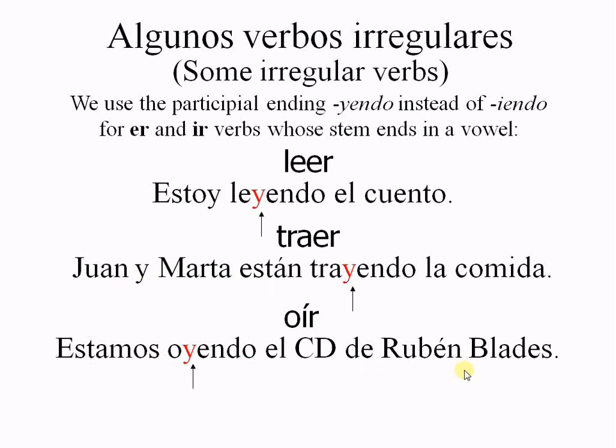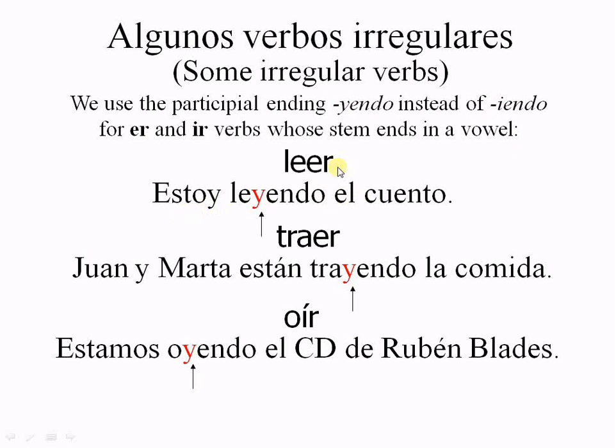Now we have some irregular verbs that we need to be careful with. We use the present participle yendo with a Y, instead of with an I, for ER and IR verbs whose stem ends in a vowel, okay? So let's see. What is the stem of a verb? You have the verb leer. When you drop the ER, you have this part here. This is called the stem of the verb. So if you have a verb whose stem ends in a vowel, you are going to add yendo with a Y instead of with an I, okay?